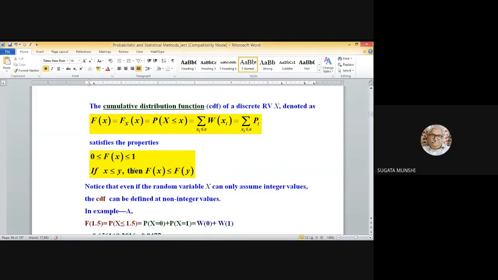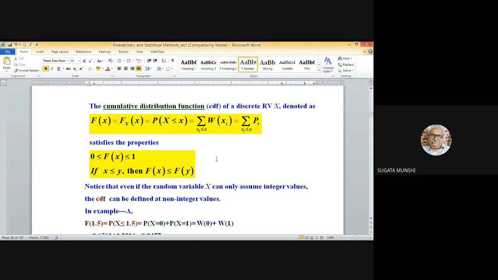So it's either represented by capital F with argument small x. That is an alternative notation. So it is the capital F with subscript capital X, argument small x, which means that this cumulative function is related to the random variable capital X, and small x represents the values that capital X can take on. Whether you use this symbol or that symbol, it's immaterial. Same thing.